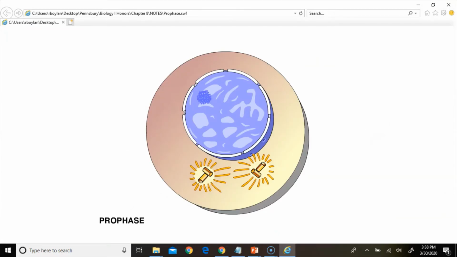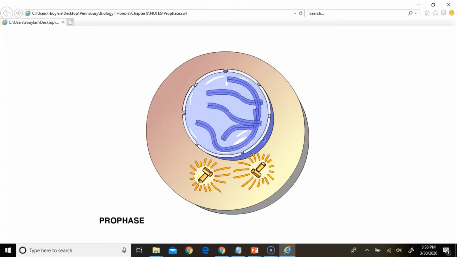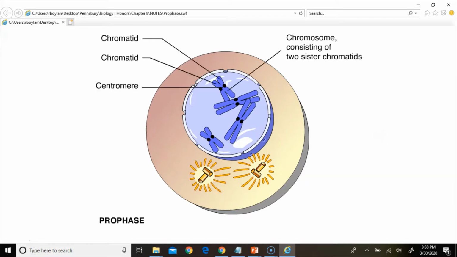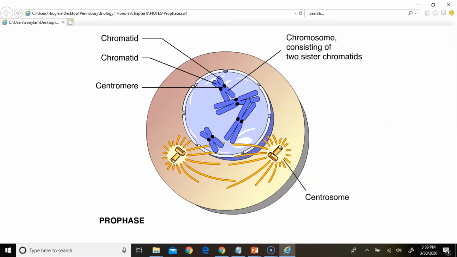During prophase, the nucleoli disappear and chromatin fibers coil up to become discrete chromosomes. Each chromosome consists of two identical sister chromatids joined at the centromere. Microtubules grow out from the centrosomes, initiating formation of the mitotic spindle.